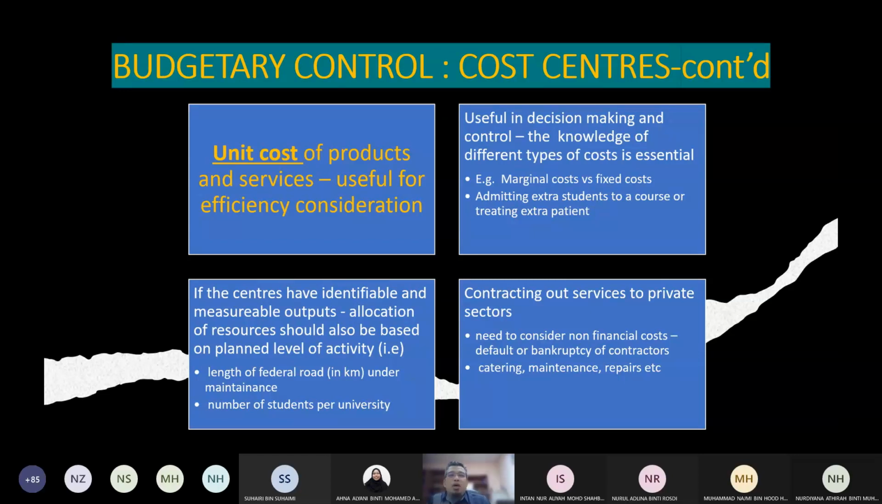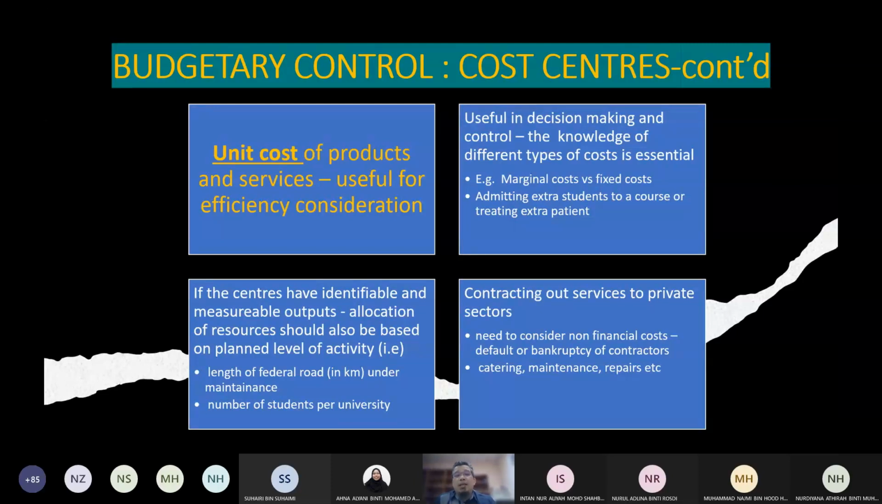If you finish your degree program and want to do your master's, maybe you can study all these areas. For useful decision making and control, knowledge of different types of cost is essential. Of course, this needs to be taken into account. If the centers have identifiable and measurable output, allocation of resources should also be based on planned level of activity. Like for instance, kilometers for roads, number of students per university.